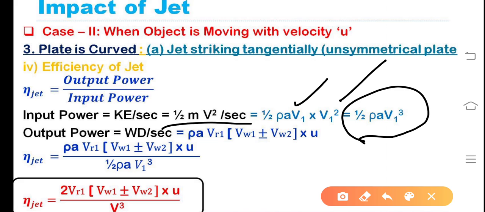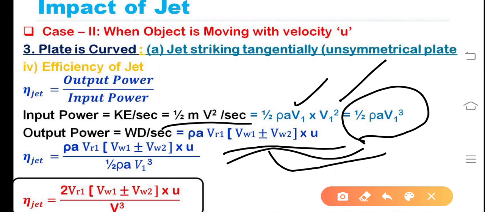Output power, which we have written in the previous slide, is rho A VR1 whole multiplied by VW1 plus or minus VW2 multiplied by U. Again I am saying, use the plus sign when beta is less than 90 degrees. Use the minus sign when beta is greater than 90 degrees. Clear? If beta is equal to 90, then VW2 vanishes. That's all the change in the formula.